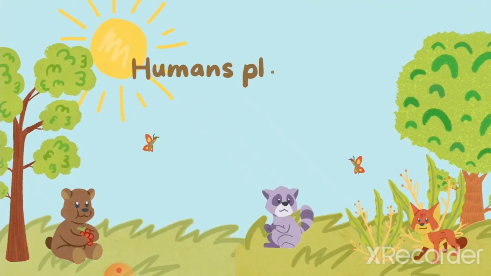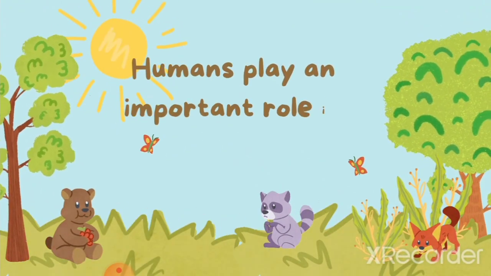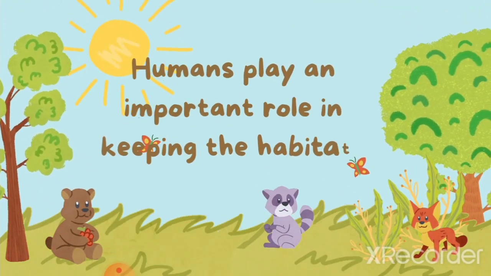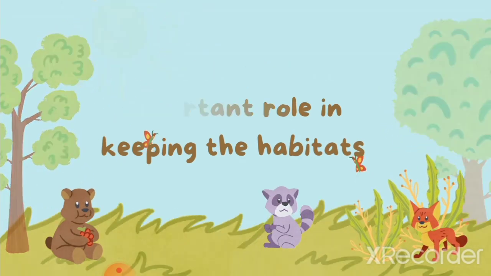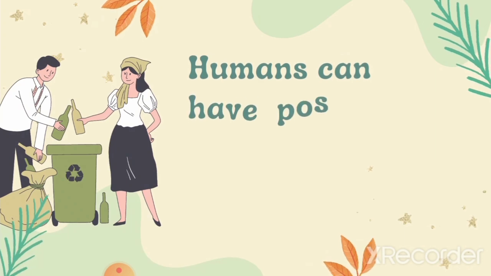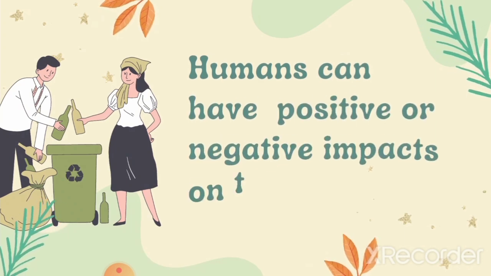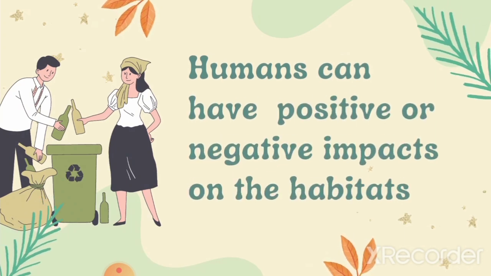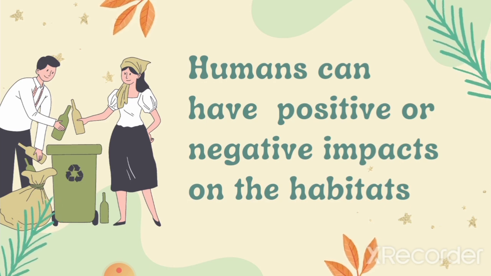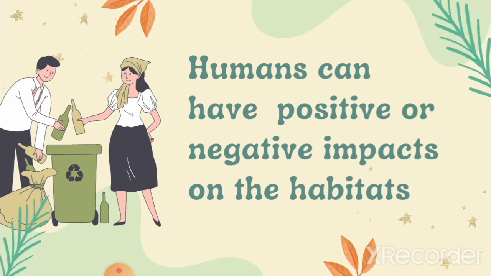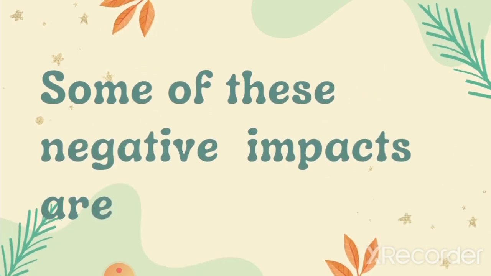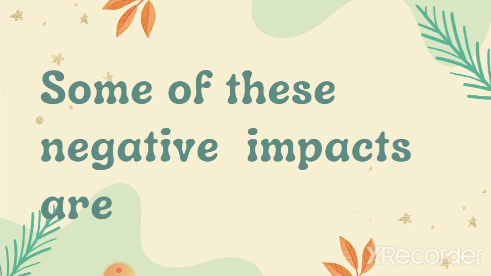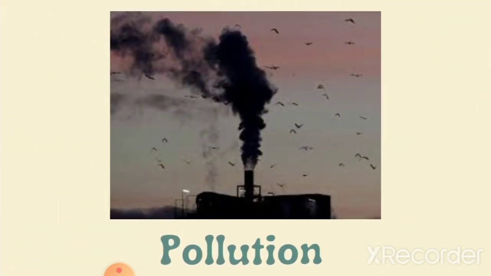So we shall find out how humans can affect the habitats. It will interest you to know that humans can affect the habitat both in positive ways and in negative ways. So we shall first look at some of the negative ways in which the habitats can be affected by humans.